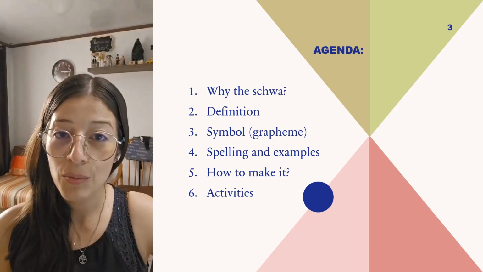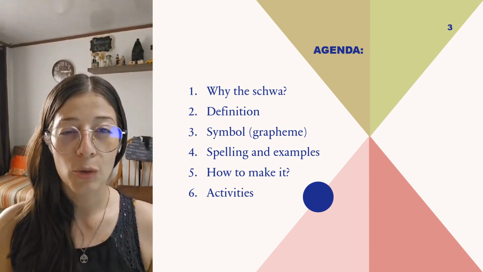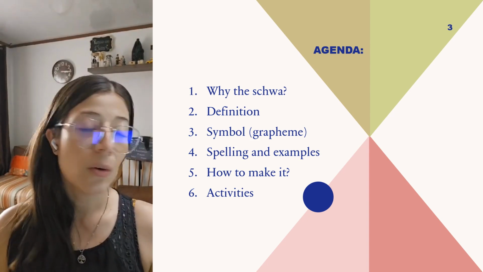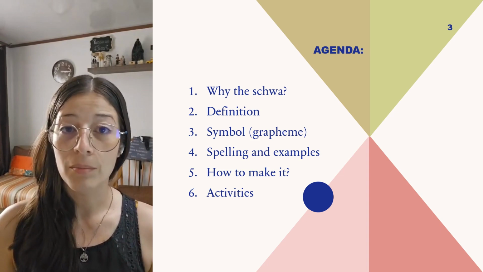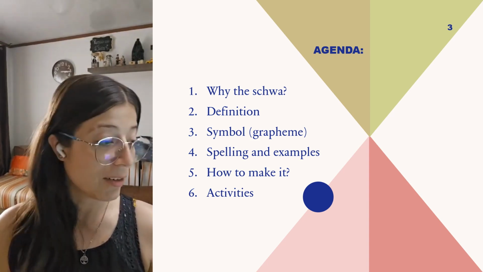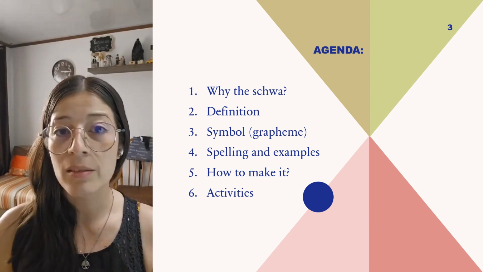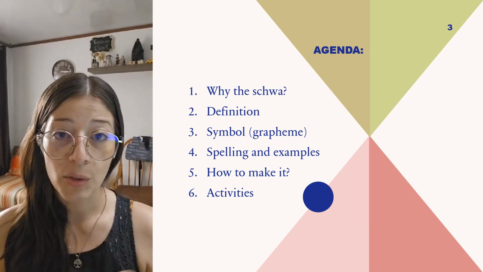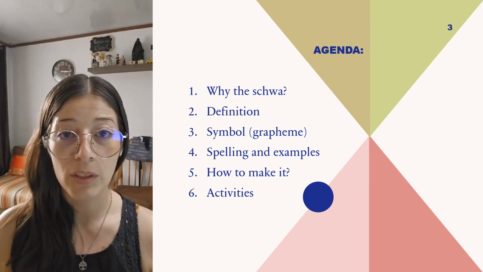So today we will discuss and cover different things. The first one is schwa. Why the schwa for today? Also, we will talk about its definition, which is its symbol, meaning its grapheme, or the way you can find it in dictionaries. You will also see its spelling and some examples. We will practice and learn how to make this sound, and finally you will find yourself with some activities.